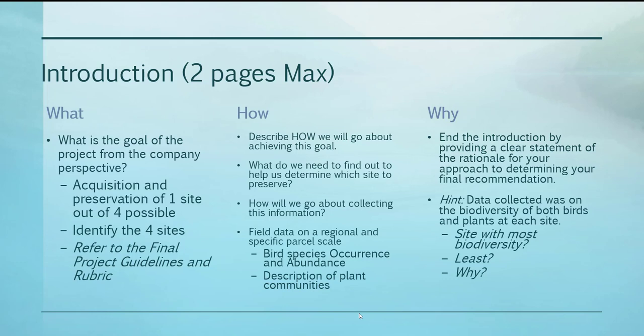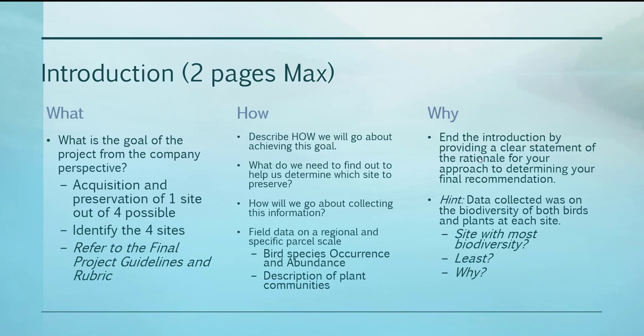So we need to find out what will help us determine which site to preserve and how we go about collecting it. So just be aware that we will be collecting, or we have collected, field data on a regional and a specific parcel scale for each of the 4 sites. And that data includes the bird species occurrence and abundance, as well as description of plant communities. So this is the information that we have gathered basically from field studies that will help us determine which of the 4 sites to choose.